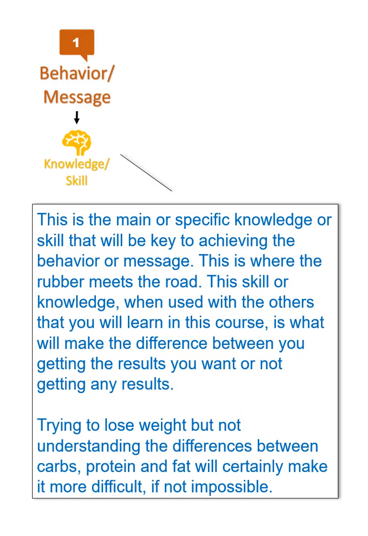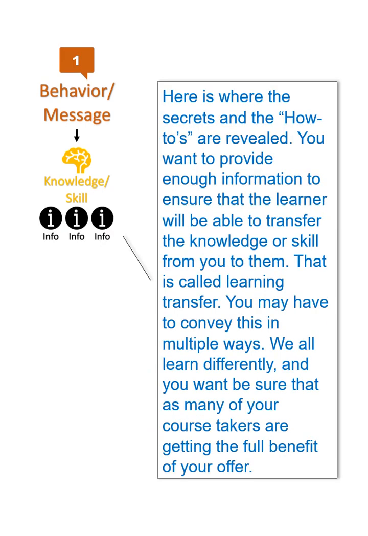Here we present the knowledge or skill that is key to achieving a behavior change or an increase in knowledge. Understanding or getting this will help the learner achieve the course goal. The information about the knowledge or skill is the meat of your course. It will provide the learner with the bulk of who, what, when, where, and how of what they need to know.